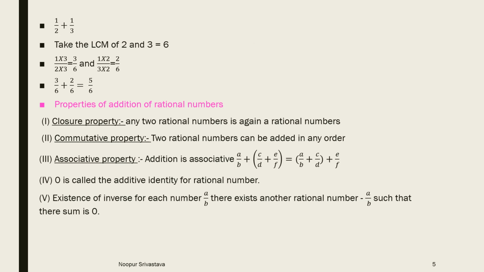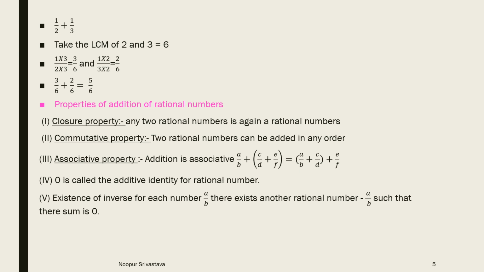Like here, 1 by 2 plus 1 upon 3. So here we have to add two different fractions whose denominators are different. One is 2 and the other one is 3. So we'll proceed with the steps. First step, we have to take the LCM of 2 and 3, which comes up to 6.